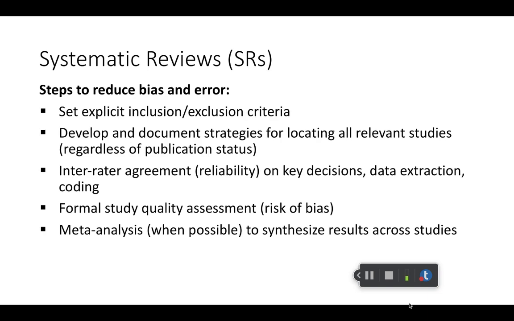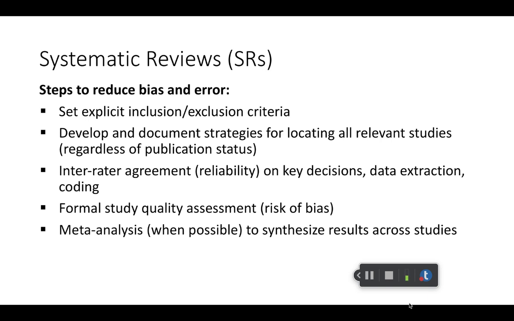Systematic reviews use these steps to reduce bias and error. First, they set explicit inclusion and exclusion criteria indicating what kinds of studies will and will not be included in the review. Then they develop and document strategies for locating all relevant studies, regardless of whether they're published or not.